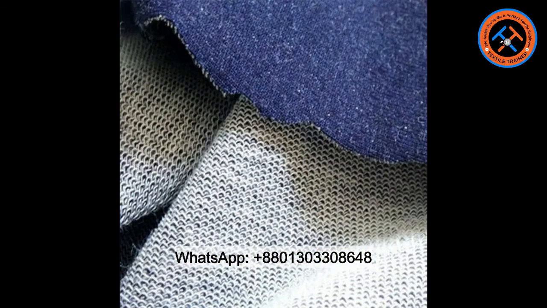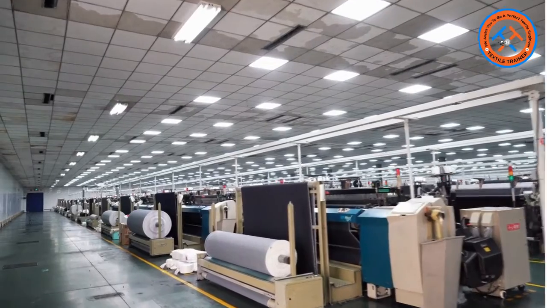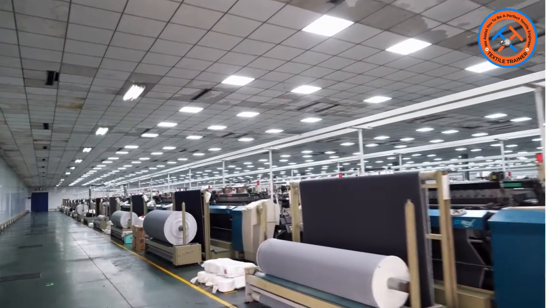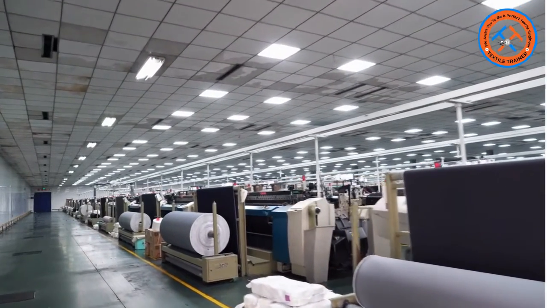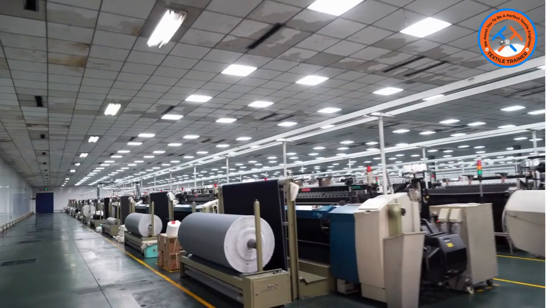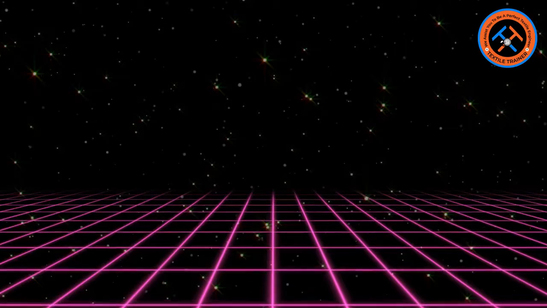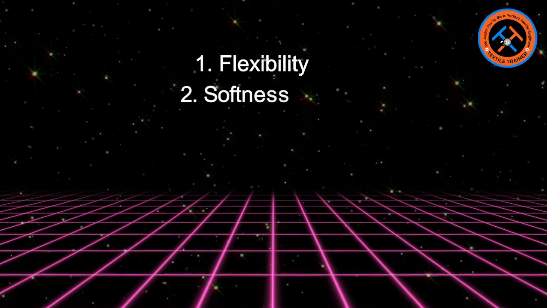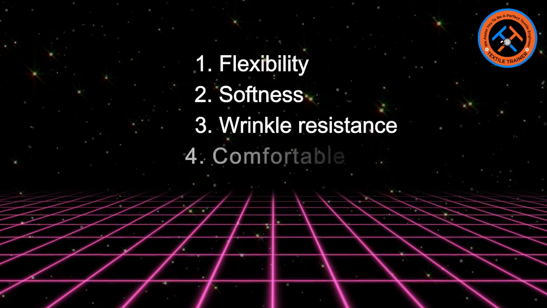Knit denim fabric can be explained as a fabric that is formed by folding yarn into loops and rewiring them together in order to make a fabric by interlocking the loops with each other. Knit denim fabric has some special characteristics such as flexibility, softness, wrinkle resistance, and comfort.